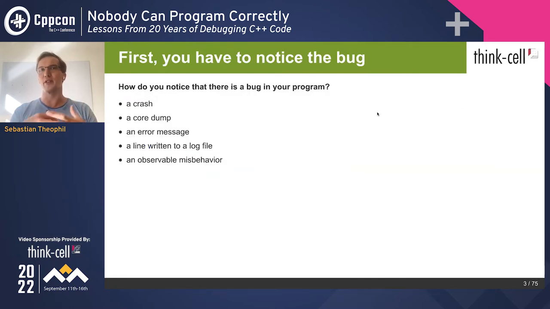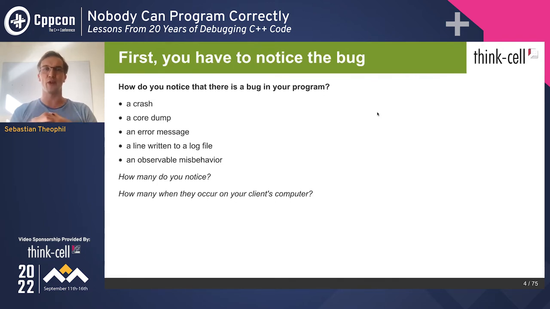How do you typically notice that there is a bug in your program? Well, maybe your application crashes. That's clearly not intended. Maybe you get a core dump when the application crashes, and that's something you can analyze. Maybe your application shows an error message or writes an error to a log file, or shows any other kind of observable misbehavior. Maybe, for example, the performance is not what you wanted. That's also a kind of bug. So how many of those would you notice? And specifically, how many of those would you notice when they occur on a client's computer, for example?